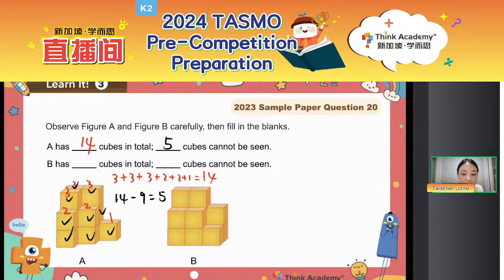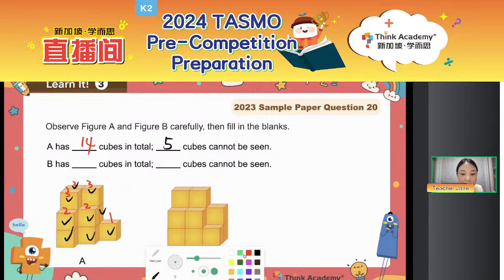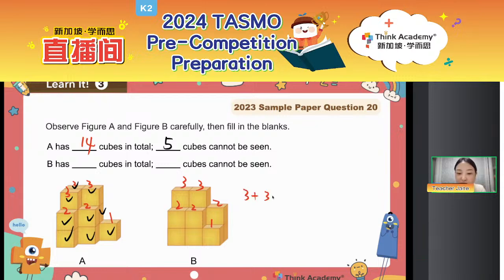How about the B? Okay, let me erase this part. Not enough space already. So we can see the question B, we can see there are how many cubes in total? We still start from the shorter ones, right? So 1 and then 2, 2, 2, 3, 3. Then do the plus 3, plus 3, plus 2, plus 2, plus 2, plus 1. Then we can get the final answer here. Let's do the calculation. Who knows the answer here? Okay, the correct answer will be 13.